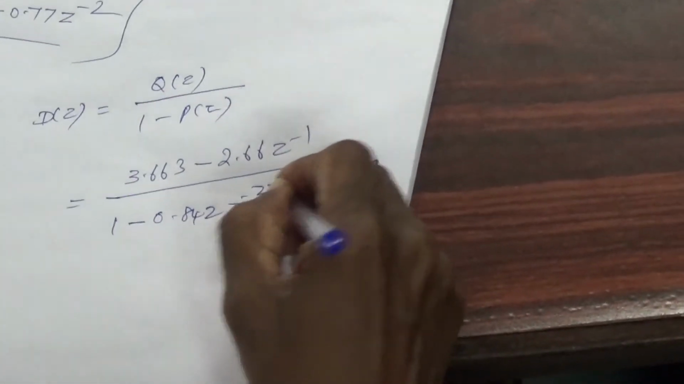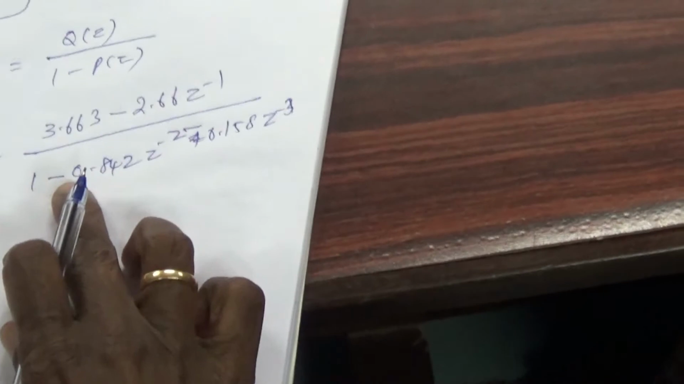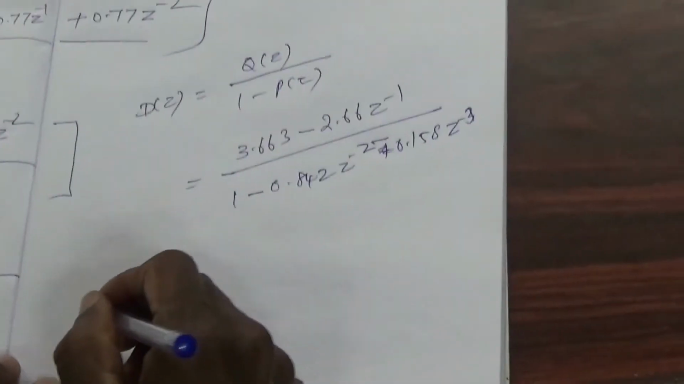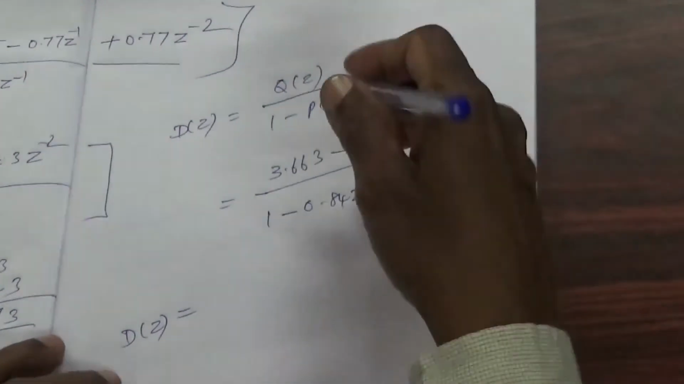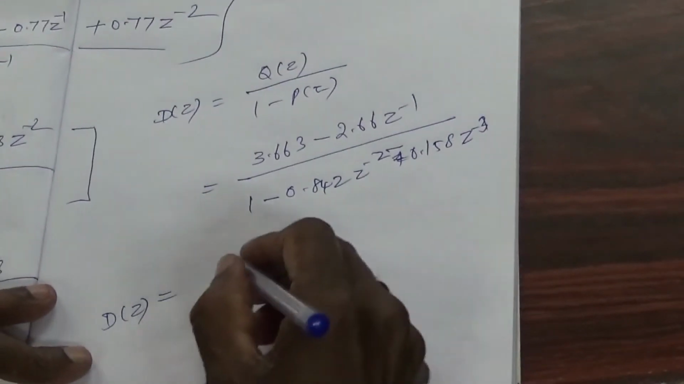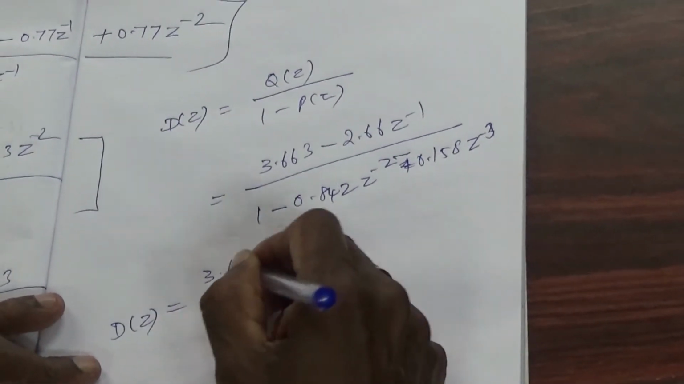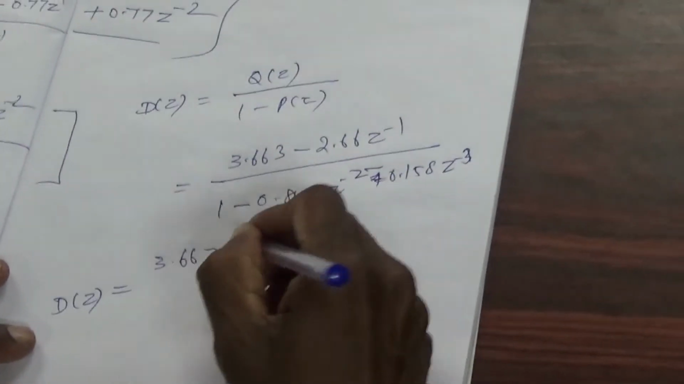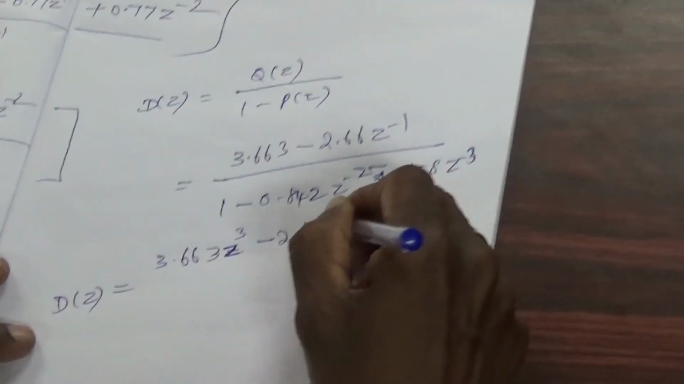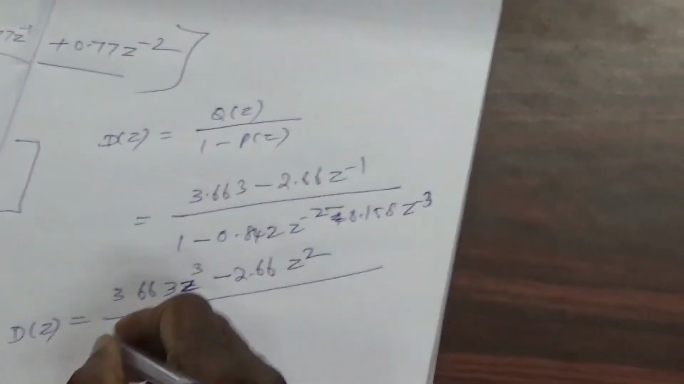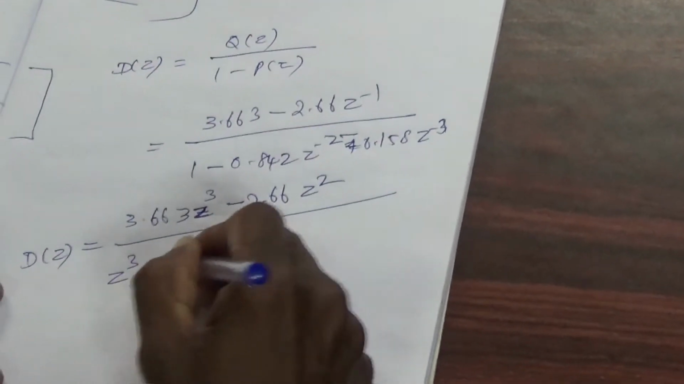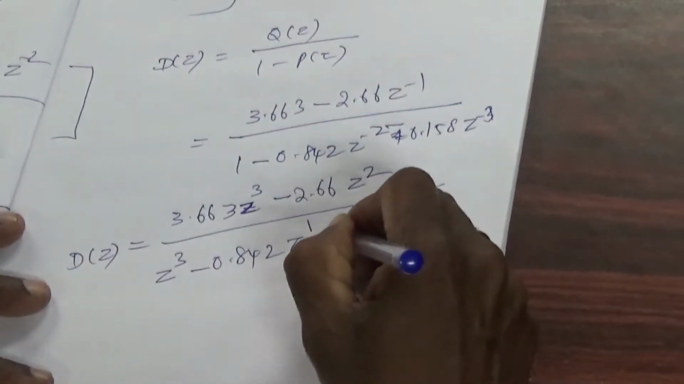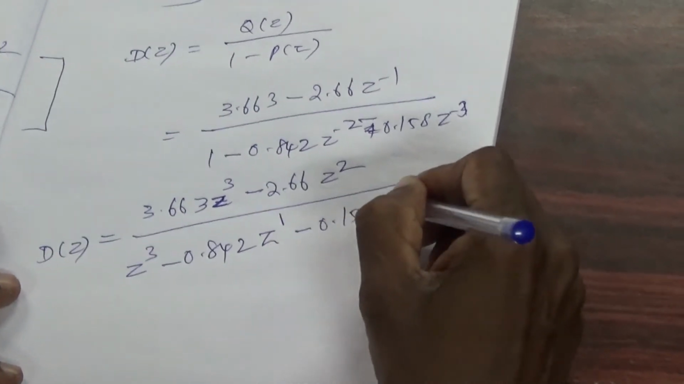This is minus because 1 minus P of z gives minus 0.842 z power minus 2, minus 0.158 z power minus 3. Therefore, D of z can be written as, multiplying the numerator and denominator by z power 3, we will get 3.663 z power 3 minus 2.66 z power 2 divided by z power 3 minus 0.842 z power 1 minus 0.158. That's all.